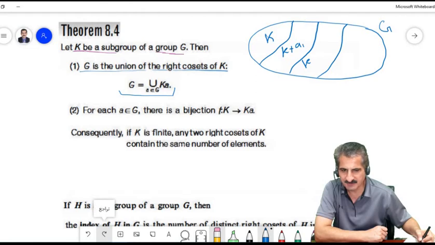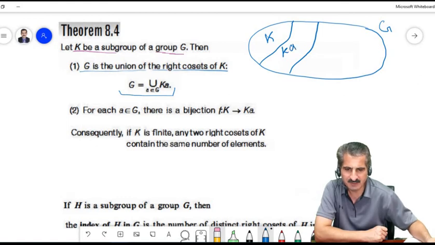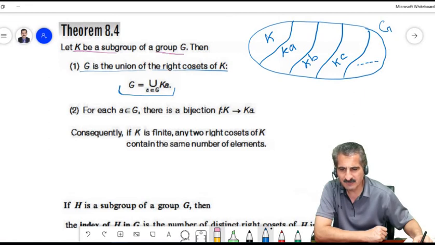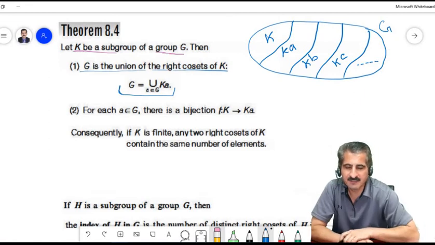Actually, let's write it in general form. Ka1, or I will say Ka. I don't want to say a1, a2 so that you don't think we will have finitely many of them, and Kc, and so on. So G is the union of right cosets of K, and these right cosets are disjoint.